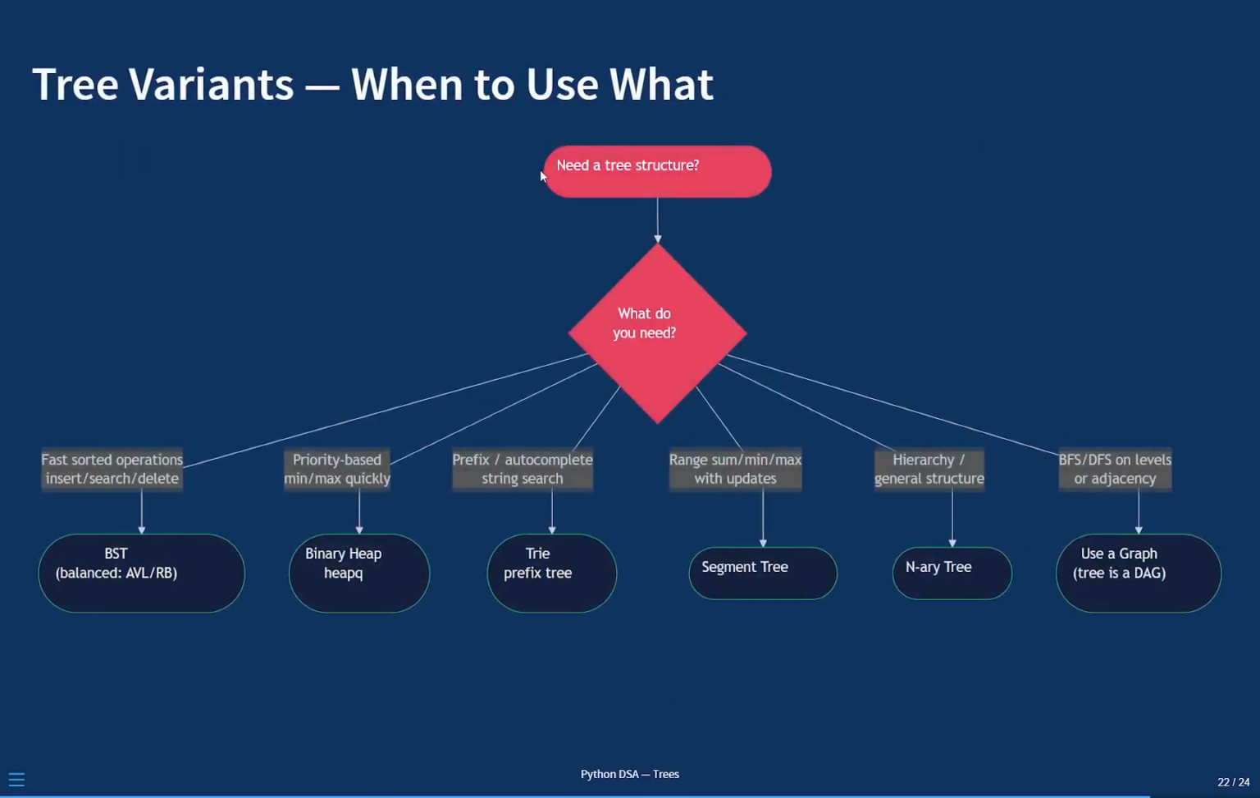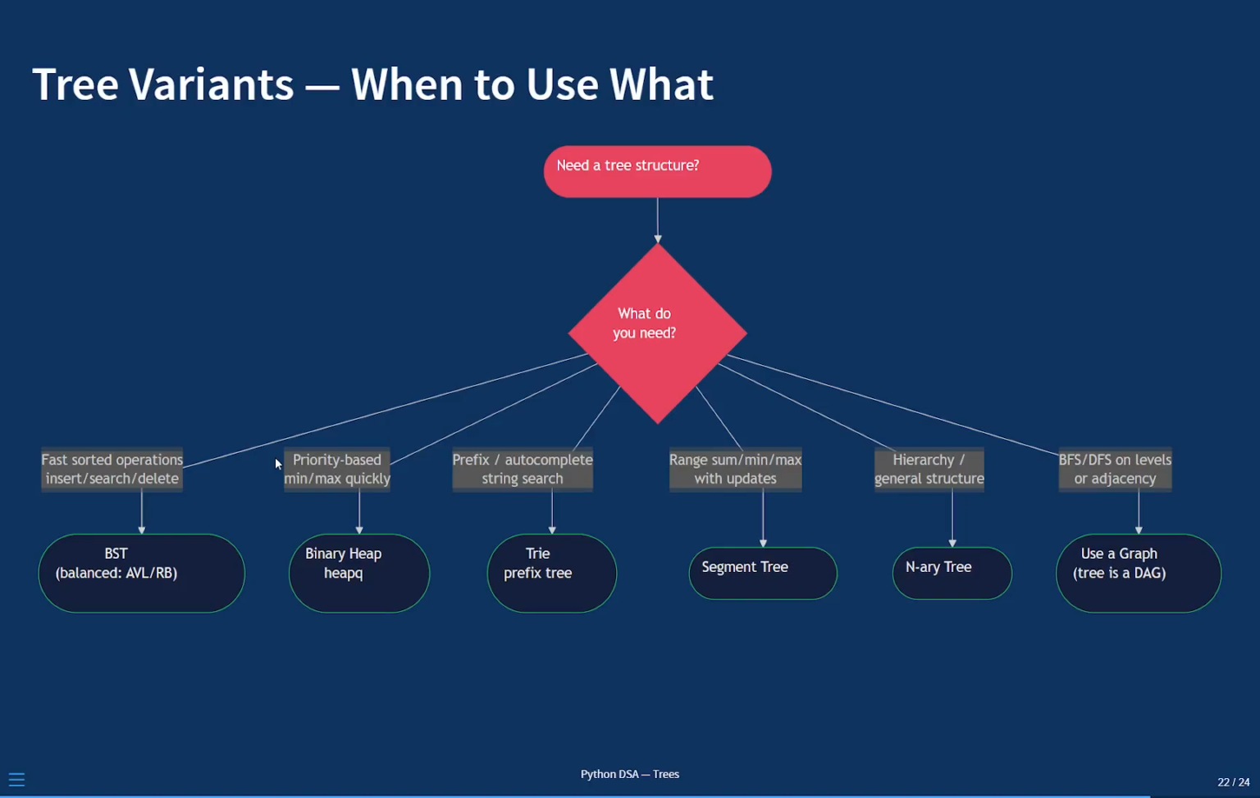Decision guide. Which tree structure to reach for given a specific problem. Click. You need fast sorted operations. Insert, delete, and search with O(log n) guarantees. Use a balanced BST. In Python, that means sortedcontainers.SortedList, or a custom AVL tree.